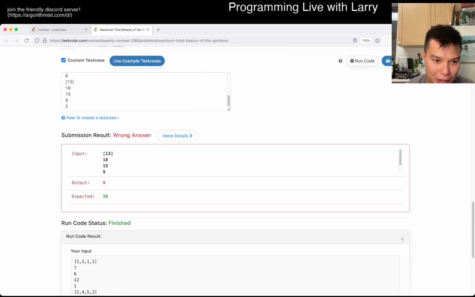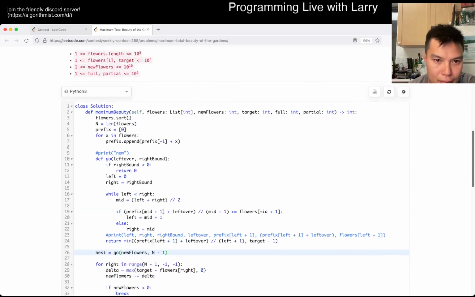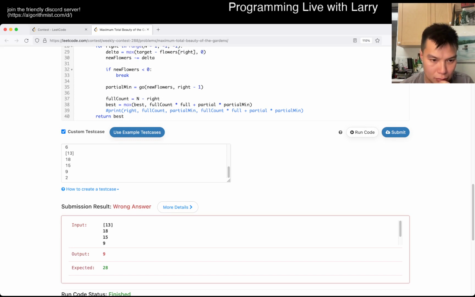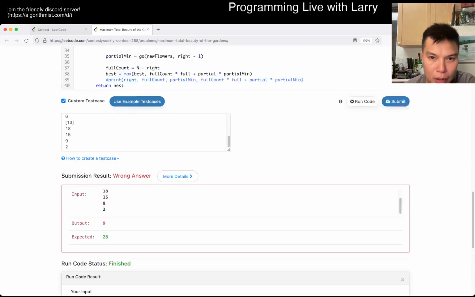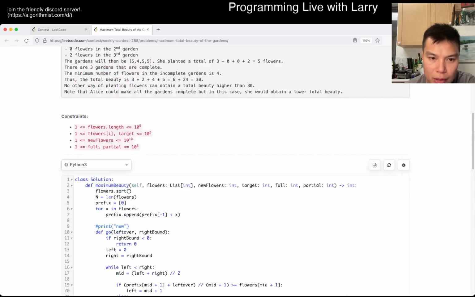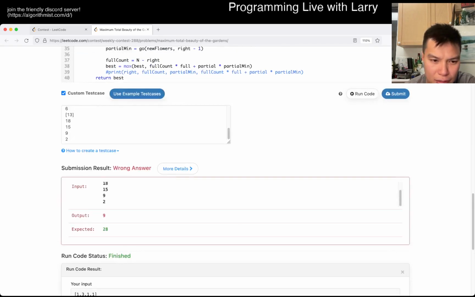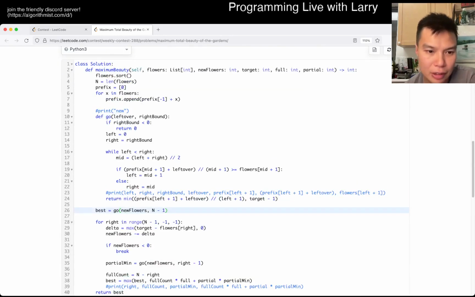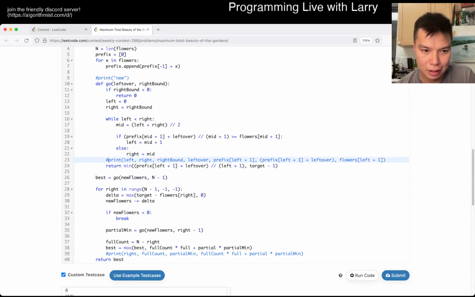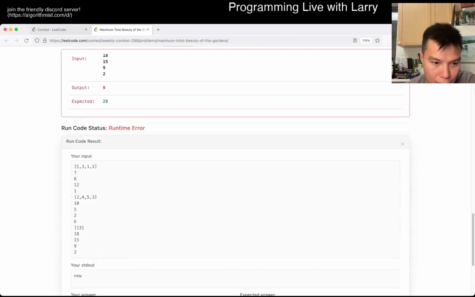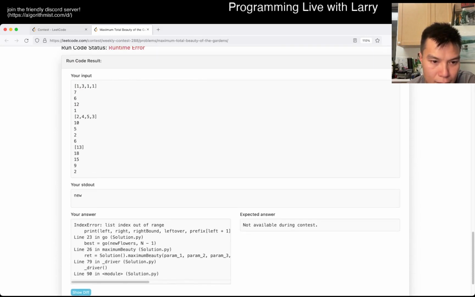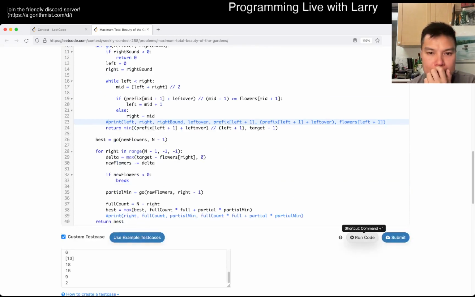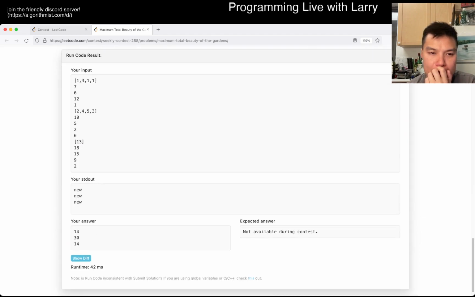14, still wrong, but I appreciate you for trying. I think it's because I don't handle the last bound really well. Let's see. So the partial is 2 points. We want to basically... 4 is 9, so we want 8. Oh no, we want target. So 14 times 2 is 28 is how we get this answer. Why do I have 14? How do I have only 14?